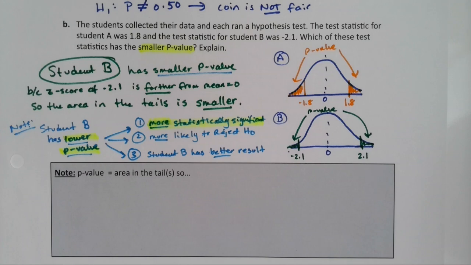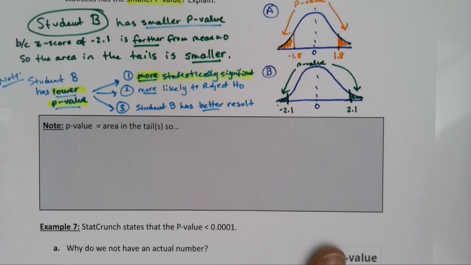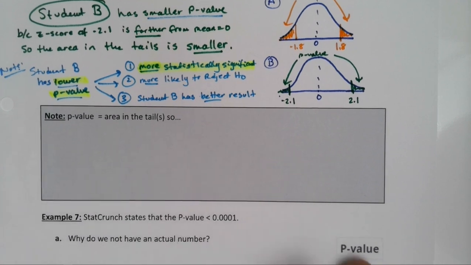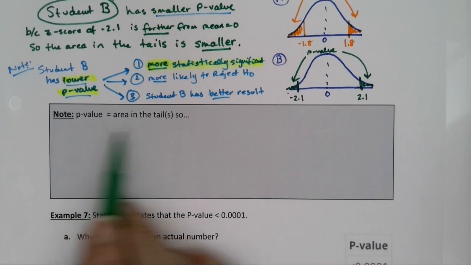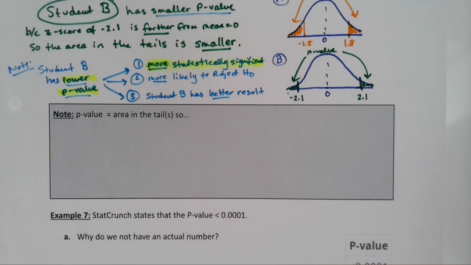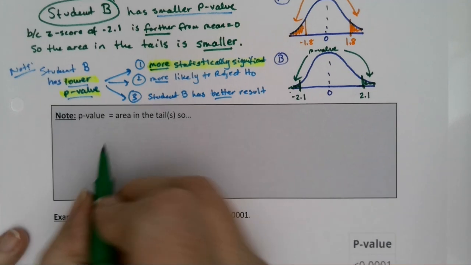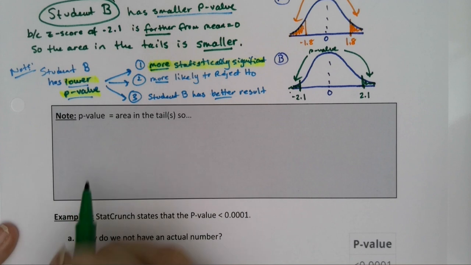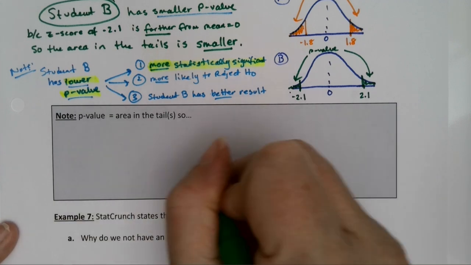All right, now this leads us to a comment that we want to make. Something else we want to make a note of. Since your p-value is the area in your tails, that means that the farther your z0 is from 0. Let me draw a picture real quick. I'll draw it over here.